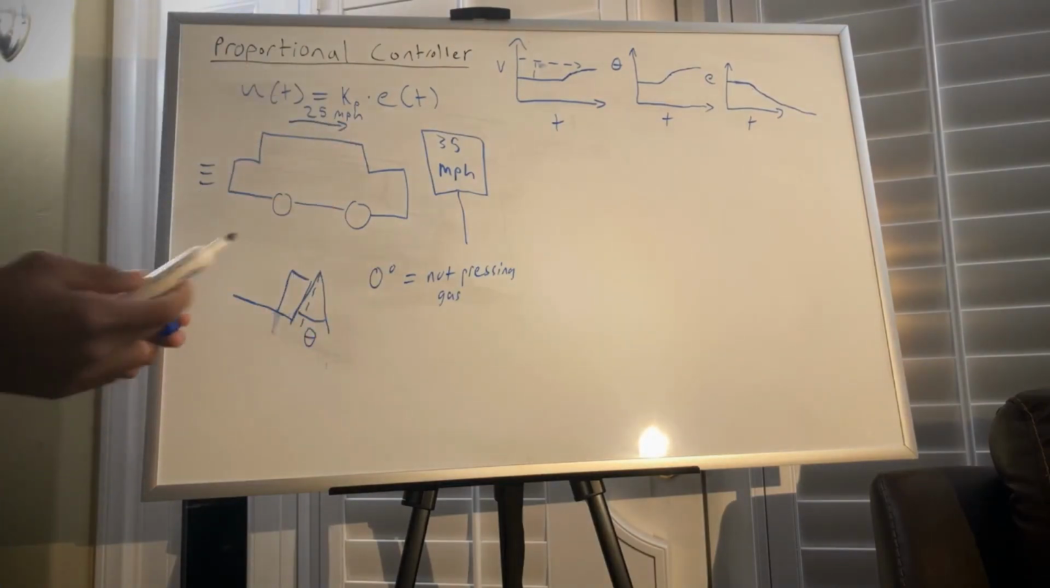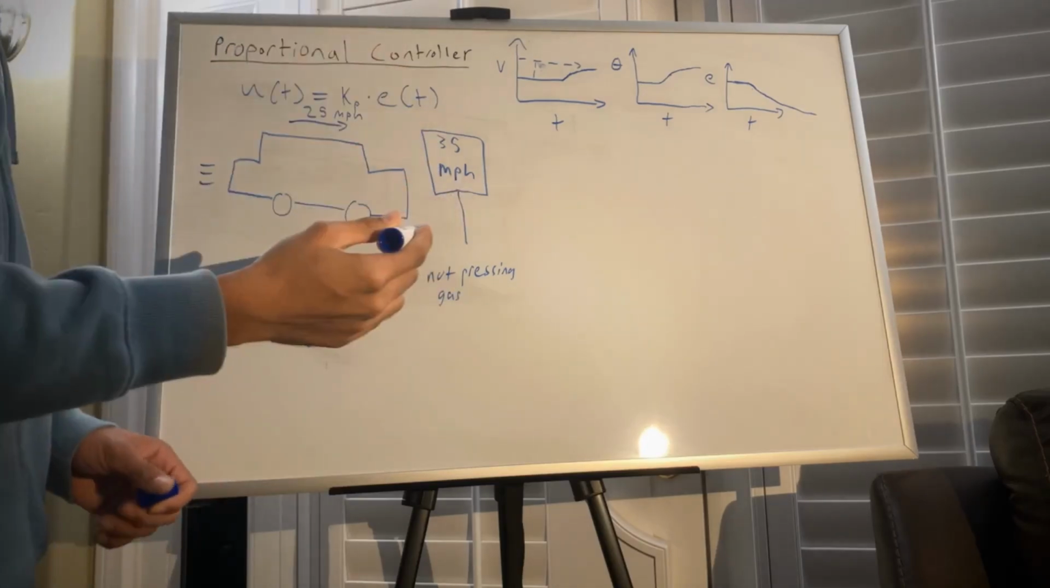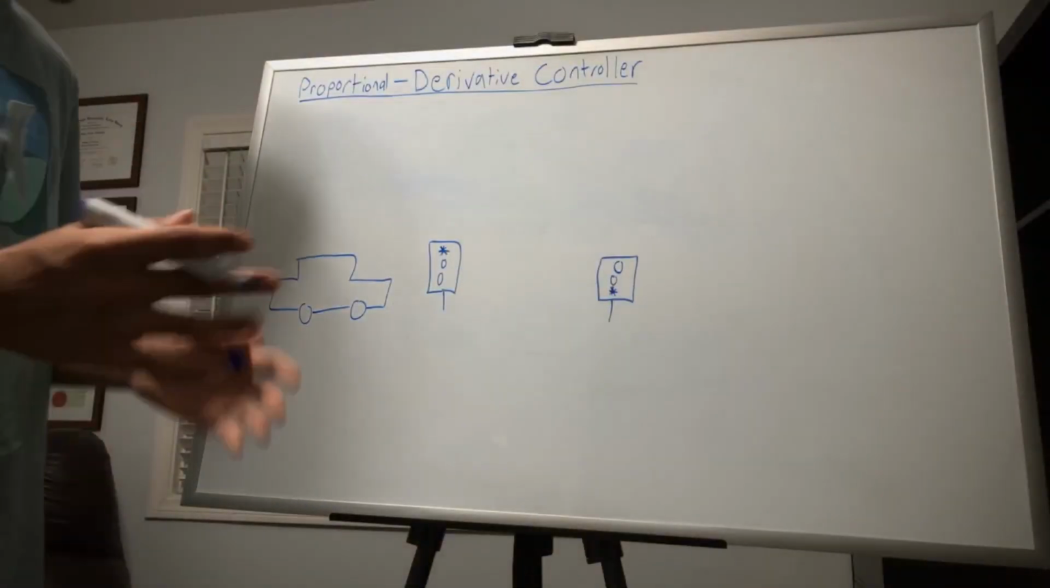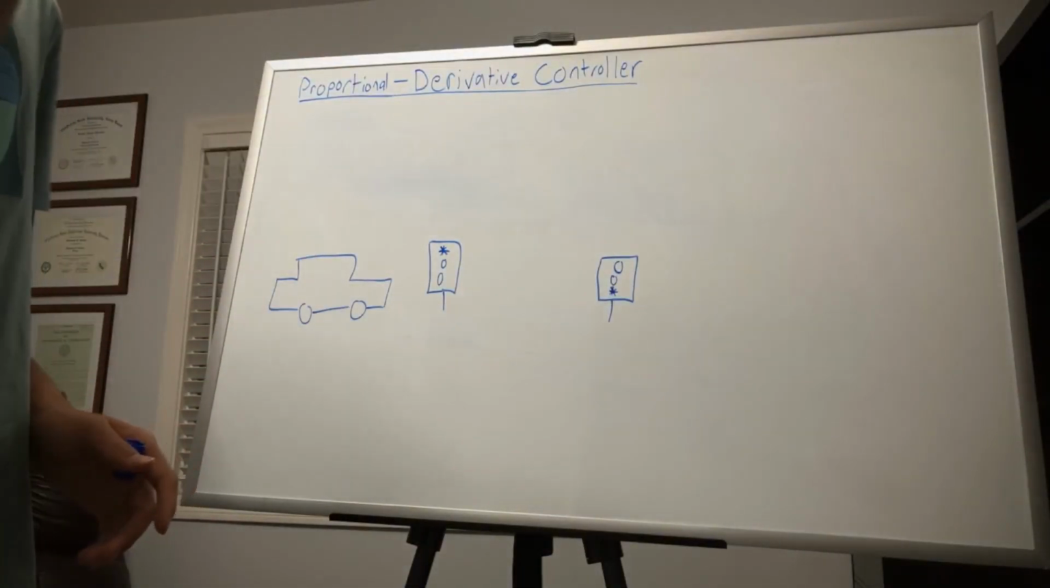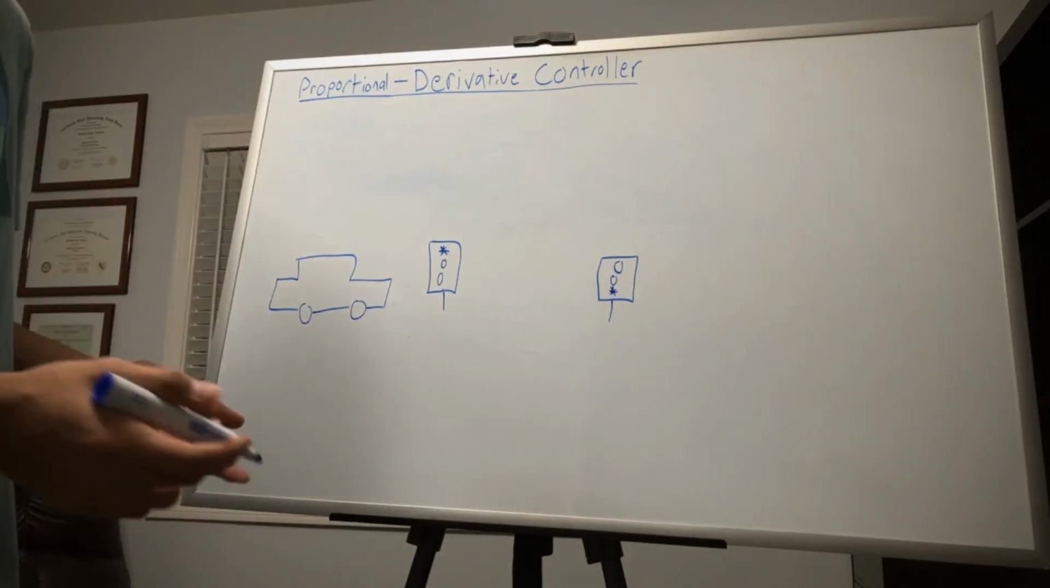And then what we're next going to look at is what happens when we combine a proportional and derivative controller, so when we look at the rate of change of error. Now that we've explored the proportional controller, we're going to be looking at the proportional derivative controller and to what context it applies in.